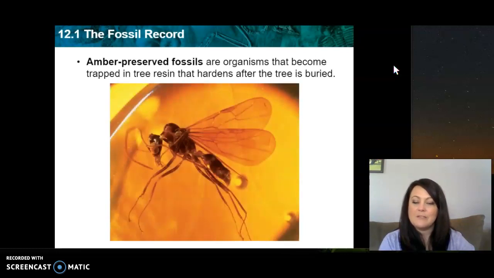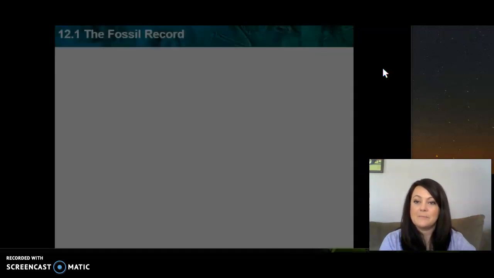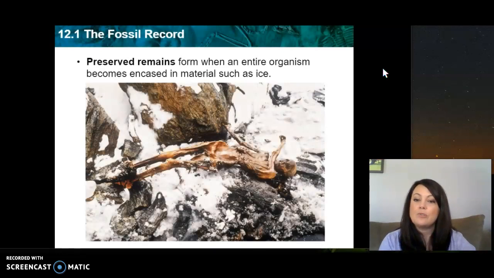Amber preserved fossils are organisms that become trapped in tree resin that hardens after the tree is buried. This is how we have record that dinosaurs had feathers. We still don't know what they sounded like, but we have a better picture now of what they looked like. Preserved remains form when an entire organism becomes encased in materials such as ice.